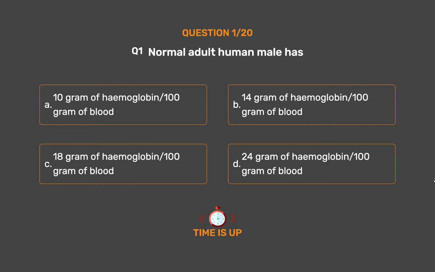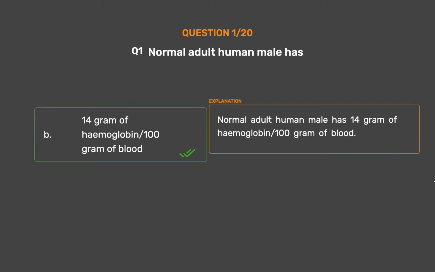The correct answer is Option B. 14 gram of hemoglobin / 100 gram of blood. Normal adult human male has 14 gram of hemoglobin / 100 gram of blood.